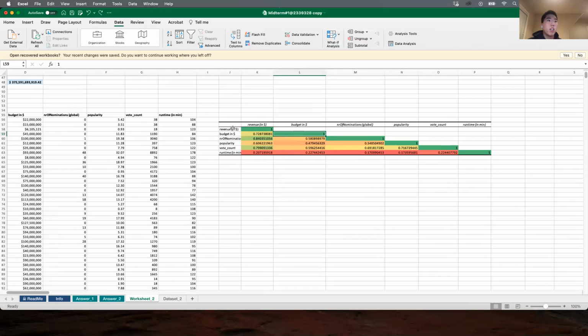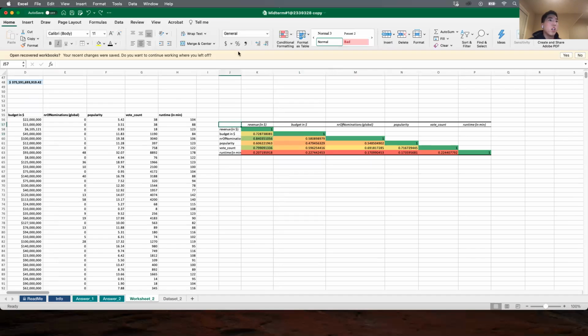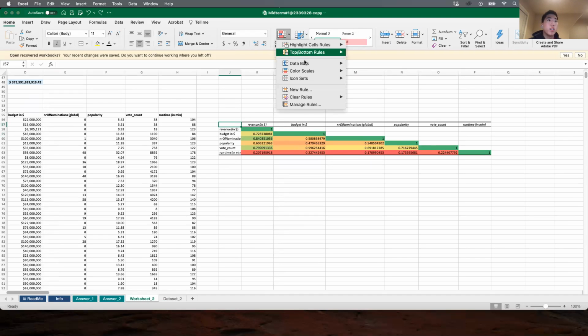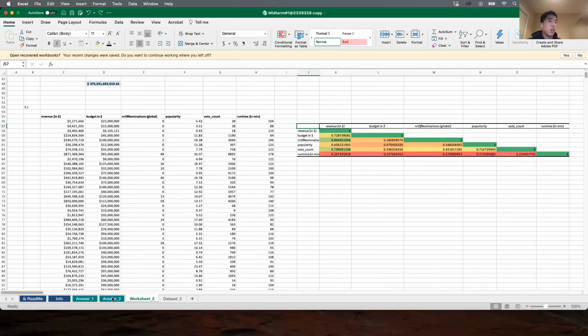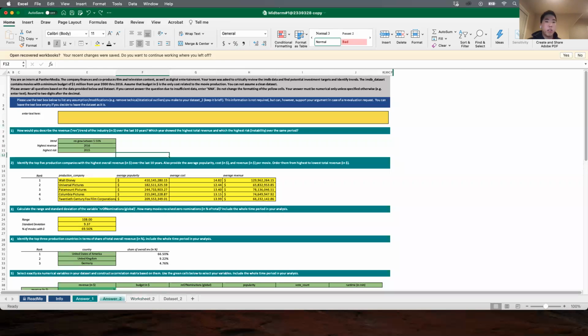And this came out. It's all in white initially, but I used a conditional formatting option, color scales, and I pressed the first one to really make the correlation stand out. That is all. I put them all in the answer here, and I thank you for your time.